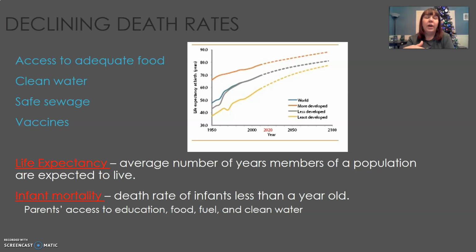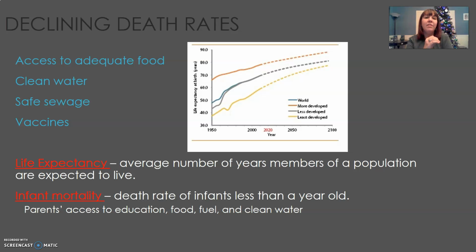We also, even though we're having fewer babies, are living longer. So there's more people in the population at a time. And this goes for all of our nations. You notice here we've got the more developed nations in orange, the least developed nations in yellow. Even though they are still well below our developed nations, our developing nations are increasing as well. Hopefully they will eventually catch up to us.